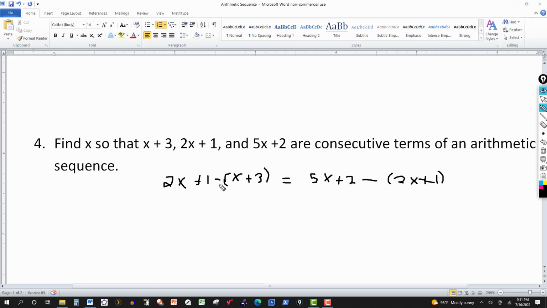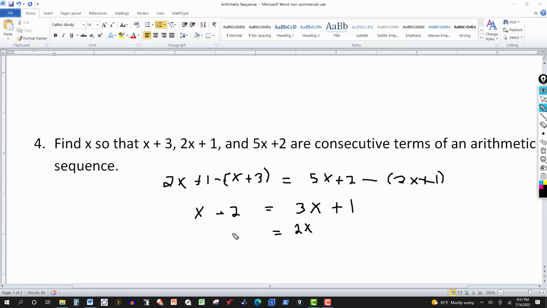So here, let's just subtract this. This will be a minus x here, and a minus 3, so this will be x. And minus 3 and 1, so minus 2. And then over here, 5x plus 2, subtract 2x plus 1. 5x, and then a minus 2x is 3x. Minus 1 and 2, that's a plus 1. Subtracting x from both sides cancels this x, and then 3x minus x is 2x. Then add negative 1 to both sides. Negative 1 here would cancel that.